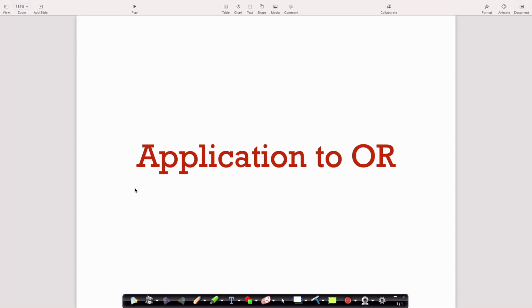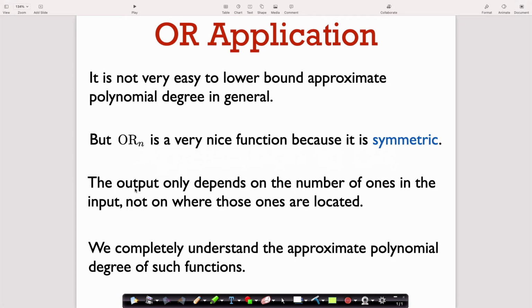So we've just seen how polynomial degree can be used to lower bound quantum query complexity. Now let's see how we can actually apply this polynomial method. And we're going to look at the case of applying it to the OR function. Okay. So in general, it's not so easy to lower bound approximate polynomial degree.